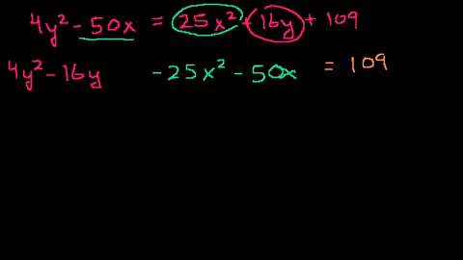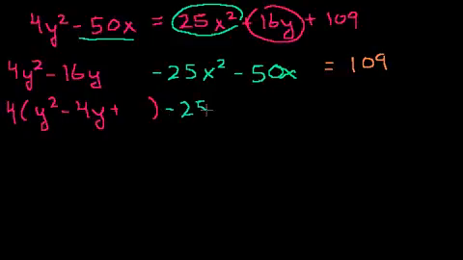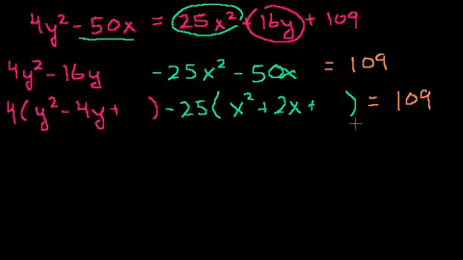The easiest way to complete the square is if you have a 1 coefficient on the y squared and the x squared term. So let's factor out a 4 in this case. So you get 4 times y squared minus 4y. I'm going to add something later when I complete the square. Minus 25 times x squared plus, let's see, minus 50 divided by minus 25 is 2, plus 2x. I'm going to add something later, is equal to 109. And these things we're going to add are what complete the square, make these things a perfect square.